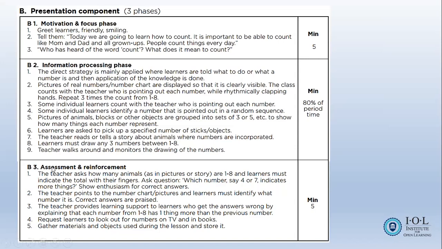Then we go to B3, which is the assessment and the reinforcement part. We also urge you to look at, for this example, what was done here. What does the teacher do? The teacher asks questions to see whether she or he has obtained the learning objectives for the particular lesson. The teacher points, for example, to the number chart, the picture, and the learner must identify. So the teacher tests the understanding of the students based on the lesson that was presented.